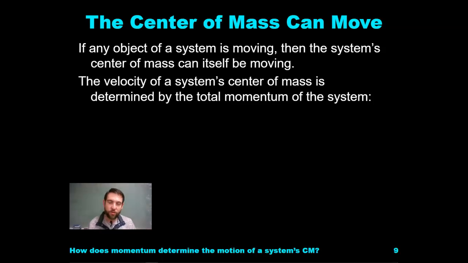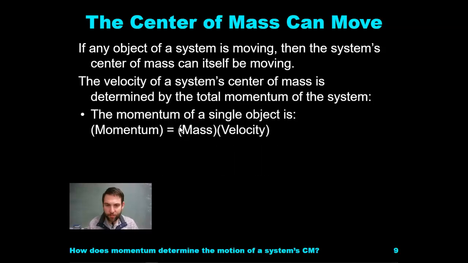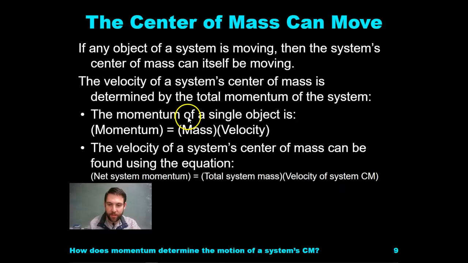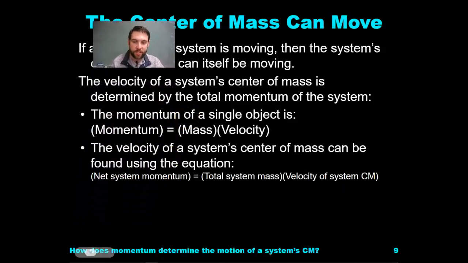So as we're going through this, think about two cars coming together, crashing, or maybe one car catching up on the other one. What's happening to the center of mass? The momentum of a single object is mass times velocity. The velocity of a system's center of mass can be found using the equation: the net system momentum equals the total system mass times the velocity of the system's center of mass.